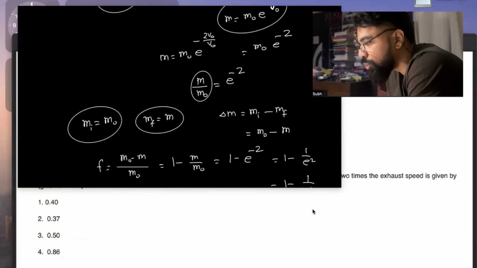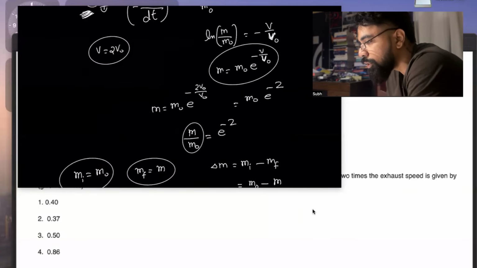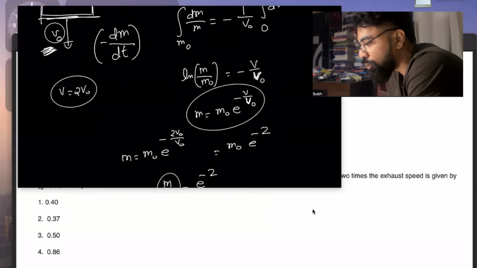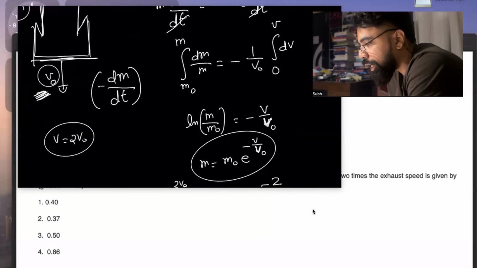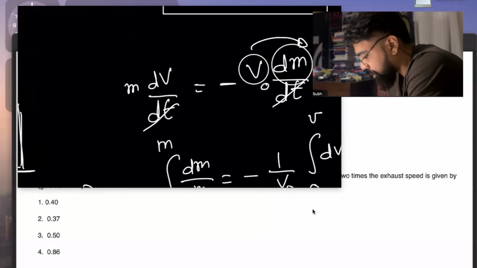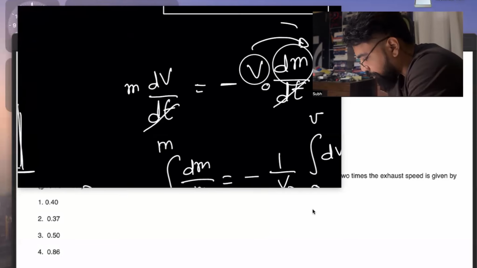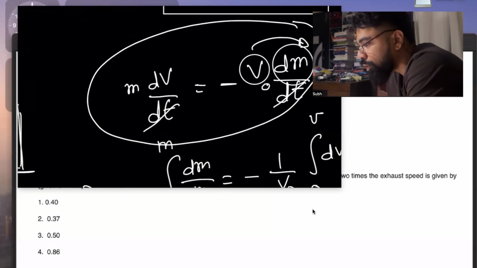So just once go through this entire solution. So this is the information that you have to know before solving this. This is the equation of the rocket. And this equation is known as the differential equation of the motion of rocket.